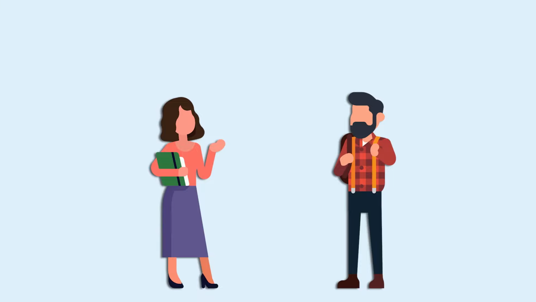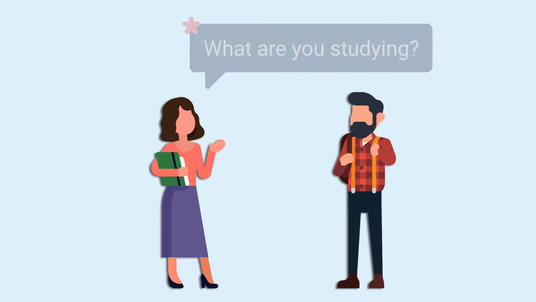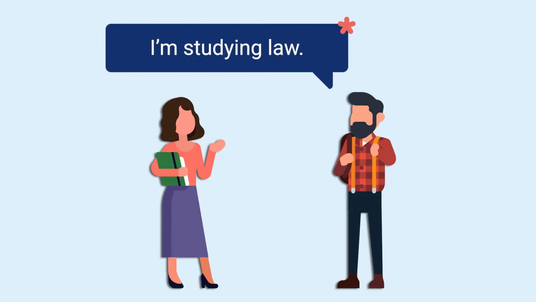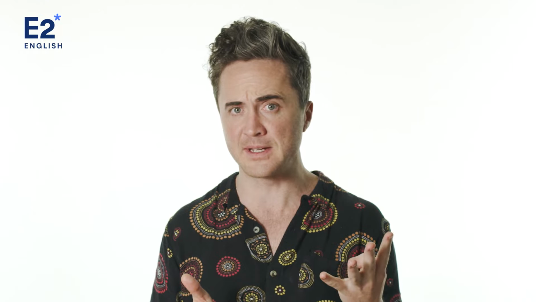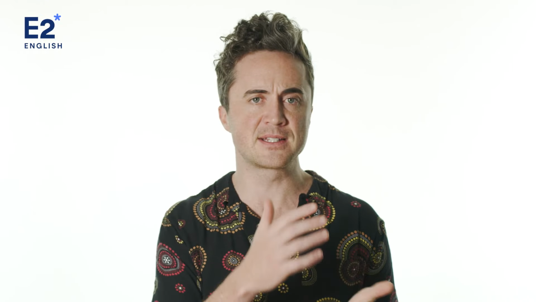So there are 2 people at a university. She asks, what are you studying? He says, I'm studying law. Now, if you study law, you need to study law for 3 or 4 years. So it's true that he's studying law now, but he will also be studying law for the next 2 or 3 years. And that's why he says, I'm studying law. Because it kind of has 2 meanings. One that's happening now and one that will happen into the future.